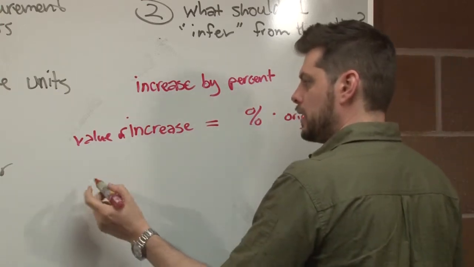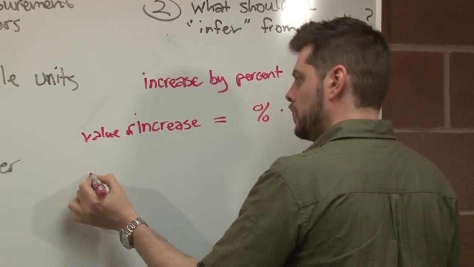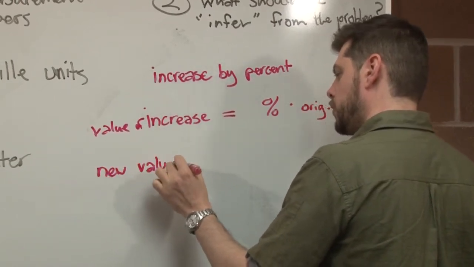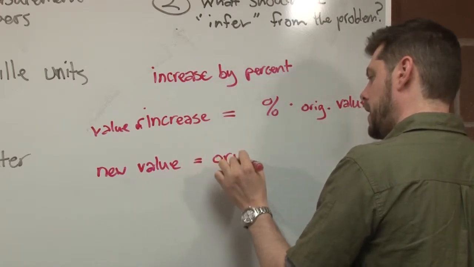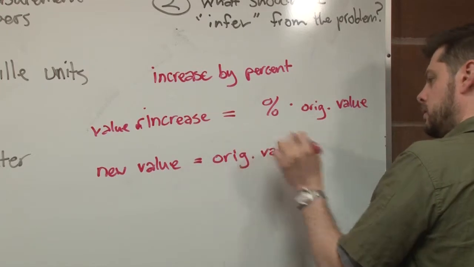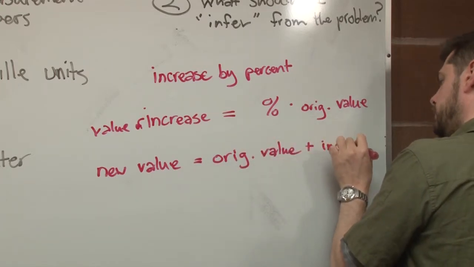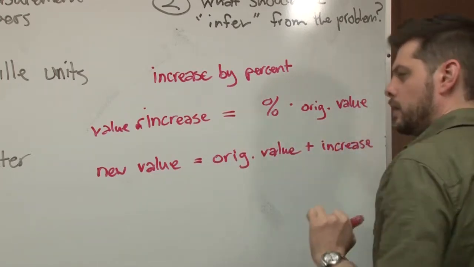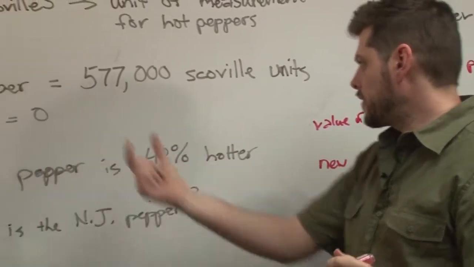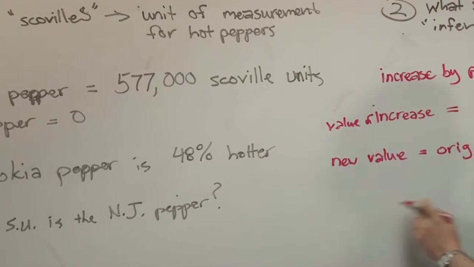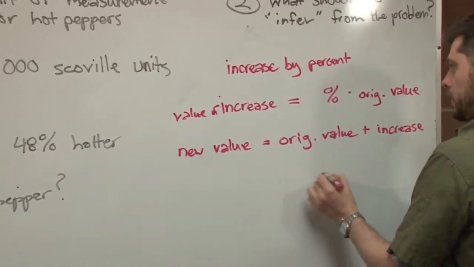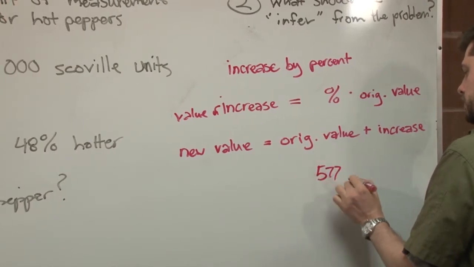And then we'll say that the new value, similar to the markup, will equal the original value plus the increase. Okay? So we have 577,000 is the original value. So we'll plug that in over here, 577,000.